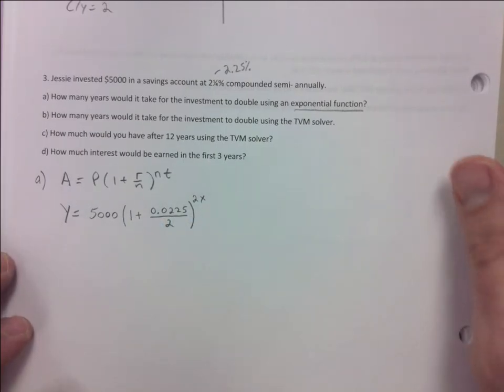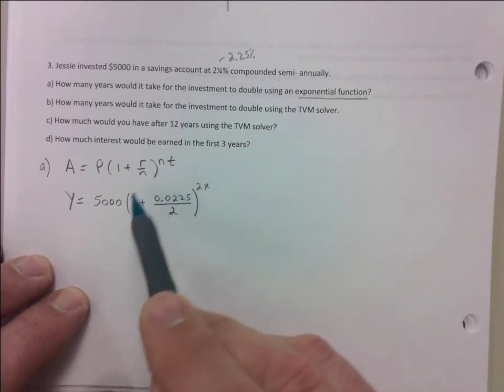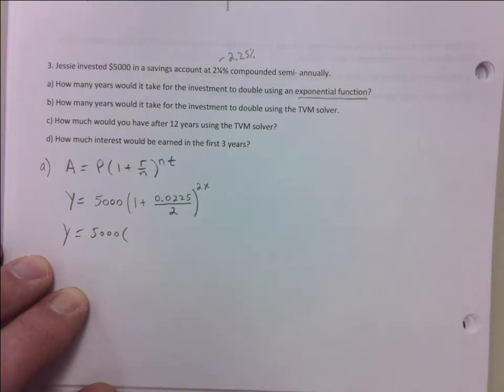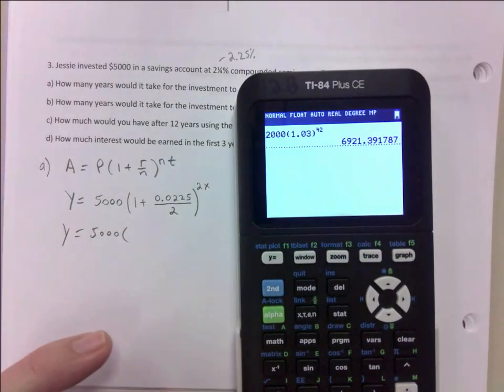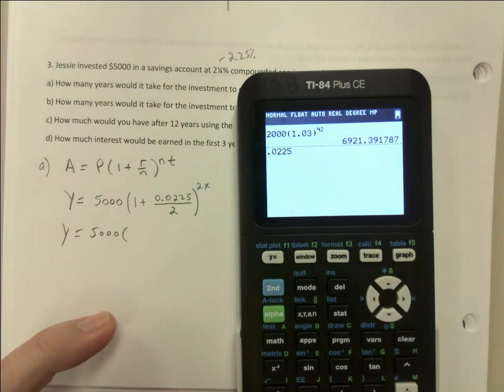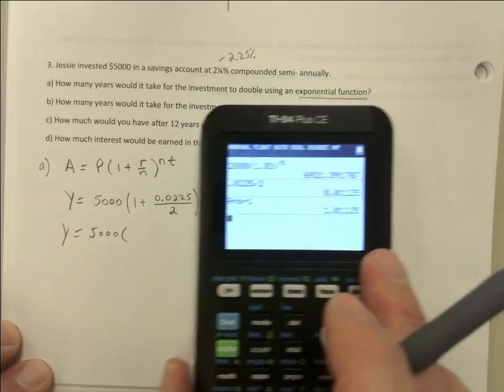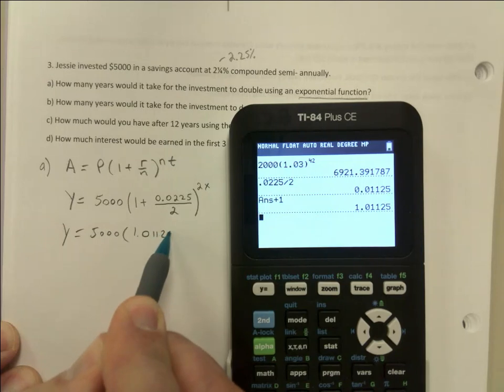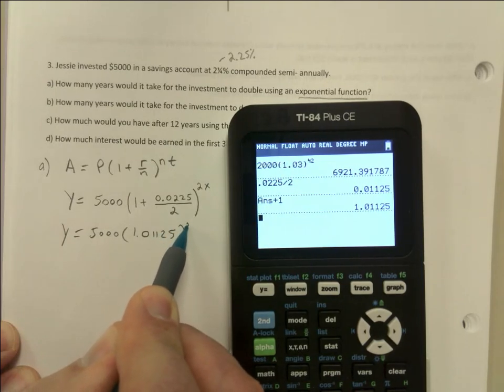I will clean it up a little bit more. I don't like all of this in here. So I'm going to go 5,000. And I just basically go 0.0225 divided by 2, add 1 to it. That's what goes inside the bracket. 1.01125 to the power of 2x.